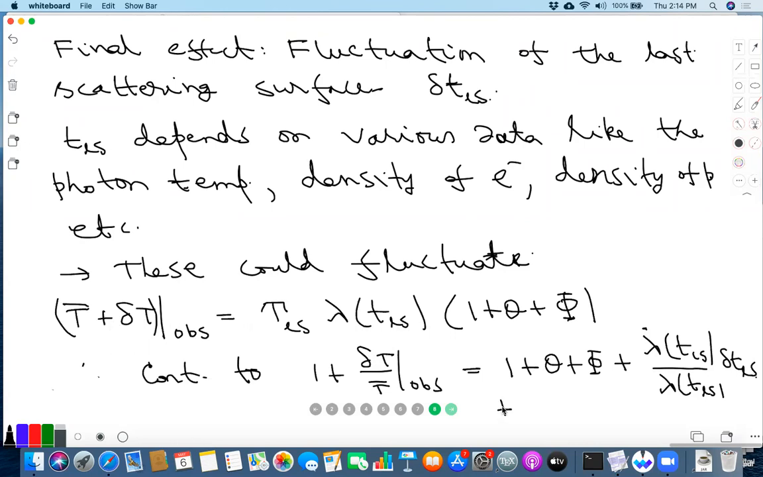But there's another effect, because if TLS changes, then this also changes, right? So this of course has its own fluctuation, intrinsic fluctuations, which are here. But on top of that, if TLS is changing, then this changes simply because T bar at TLS is different from T bar at TLS plus delta TLS. So that will be given by T bar T dot over T at LS times delta TLS.